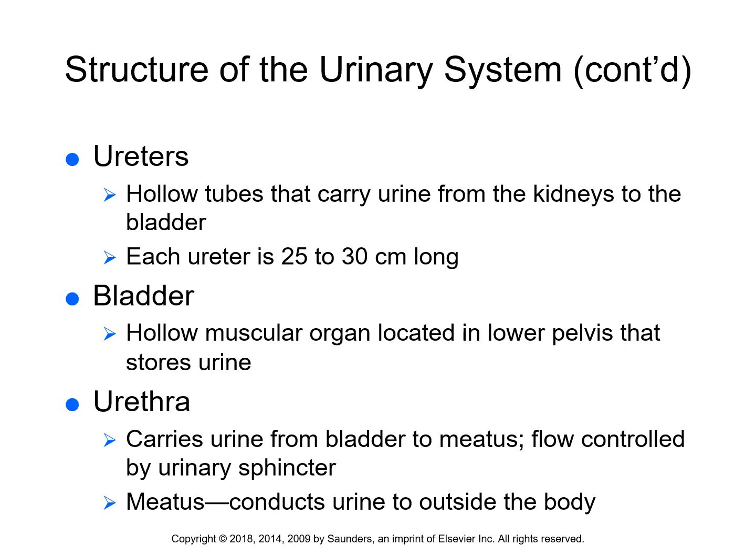The urethra is what carries the urine from the bladder to the meatus. Its flow is controlled by urinary sphincters. And then we have the meatus, which conducts urine to the outside of the body.